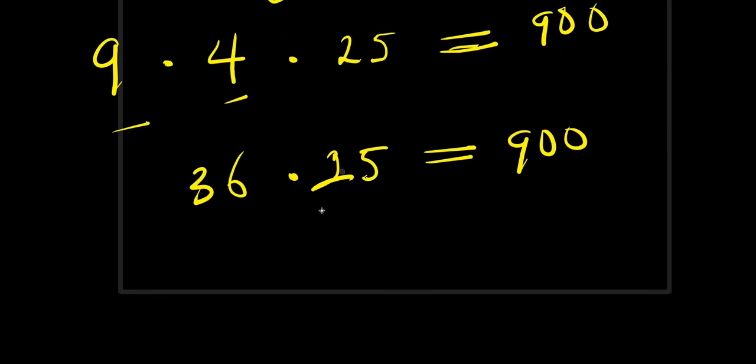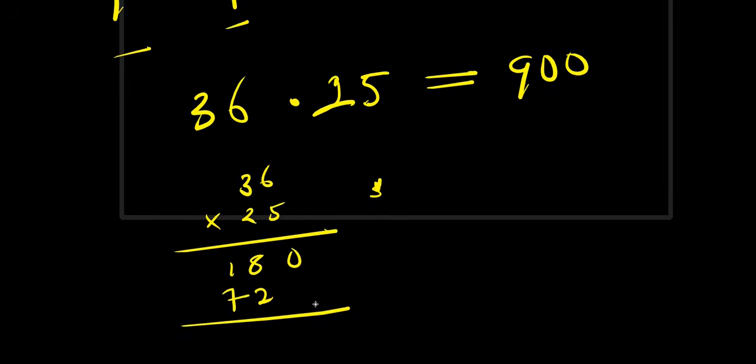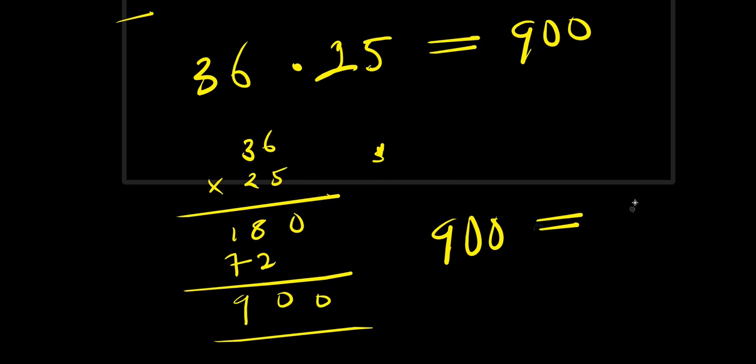And 36 times 25, if you multiply 36 times 5: 5 times 6, 30, 0 carry over 3, 5 times 3, 15 plus 3, that is 18. Then you multiply 2 times 6, 12, 2 carry over 1, 2 times 3, 6 plus 1, 7. So you add up. This is 0. This is 0. 1, okay, that is 9. 900. So you're having 900 equals 900.